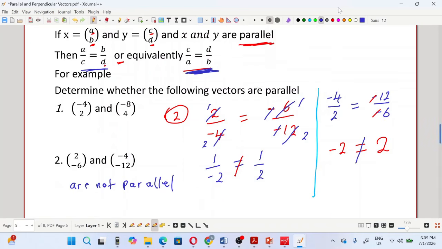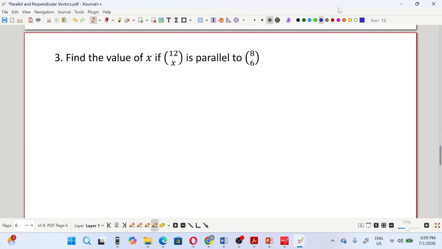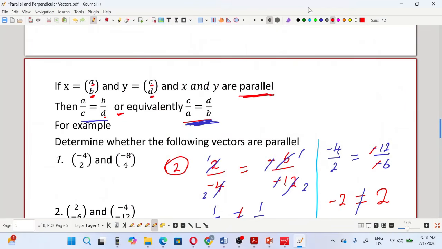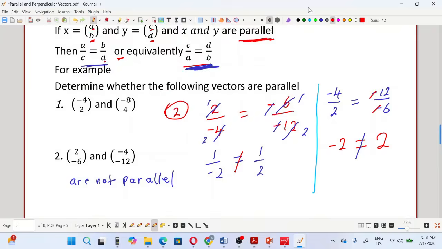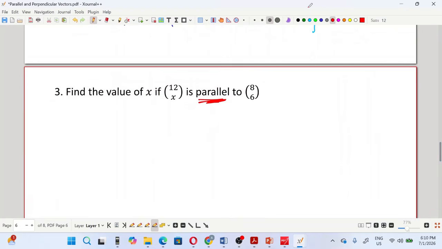So let's look at the third example. What does it say? It says, find the value of x if the vector 12, x is parallel to 8 and 6. So it has been established that it's parallel, but we don't know the value of x, right? But we know that if I'm using the formula we just looked at, because it says if it's parallel, then when I divide the x's by the x and the y by the y, it's going to be the same.